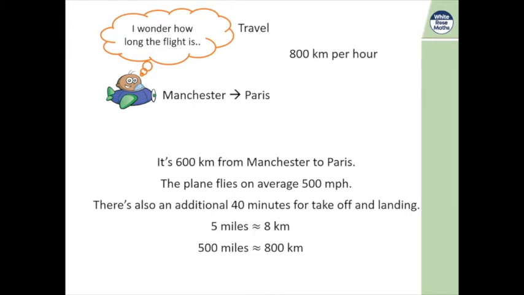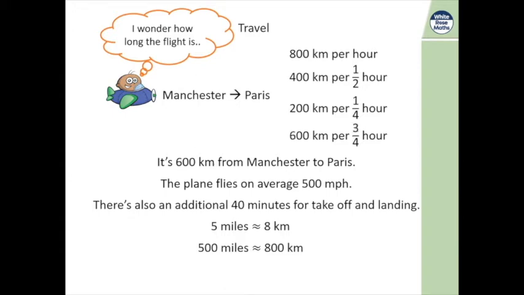Let's work it out. If the plane flies 800 kilometres an hour, that means it flies 400 kilometres per half hour and 200 kilometres per quarter of an hour. Well, I can add together 400 kilometres and 200 kilometres to work out the plane will fly 600 kilometres in half an hour plus a quarter of an hour, which is 3/4 of an hour or 45 minutes.